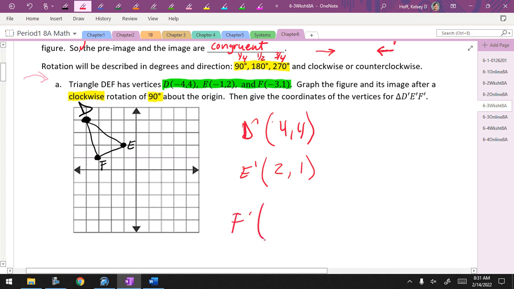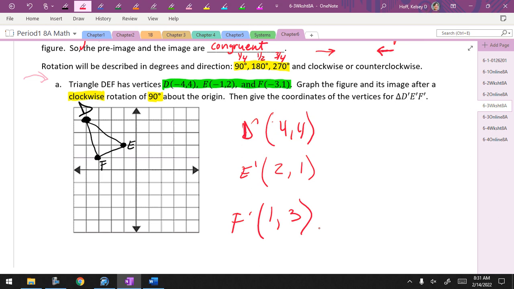Bryce, F prime. +1, +3. All those guys did is they took this paper, they pretended like this was a brand new graph, and they said, if I start at 0, 0, how would I get to D? I would go right 4, up 4. Well, that's a +4, +4. E, right 2, up 1. +2, +1. F, right 1, up 3. +1, +3. Now, take your paper, put it back to normal.